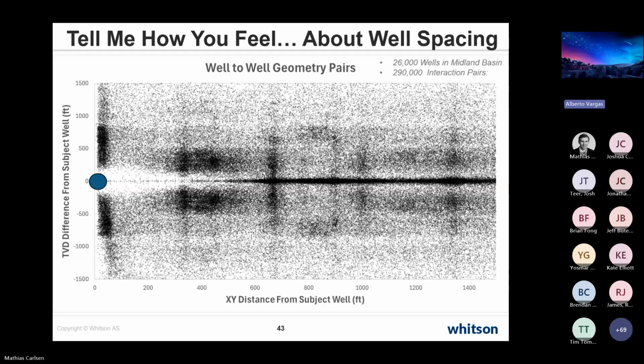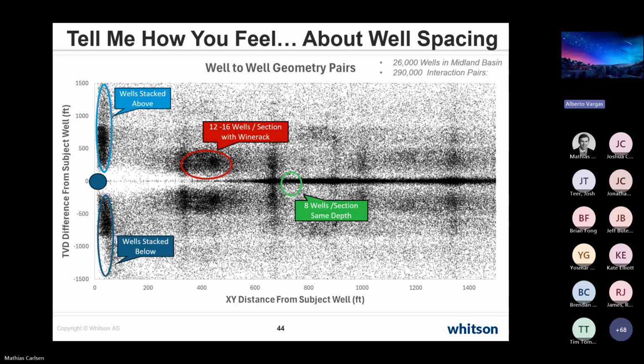What do you see in this ink blot? What do you feel when you look at this? So this is every single well pairing in the Midland Basin. So you can see that collectively, we've tried a lot of different spacings. It's kind of neat. You can see certain patterns here. So for the ones on the far left there, you have very little XY separation, but you have a TVD separation. So those are wells that are stacked on top of each other.